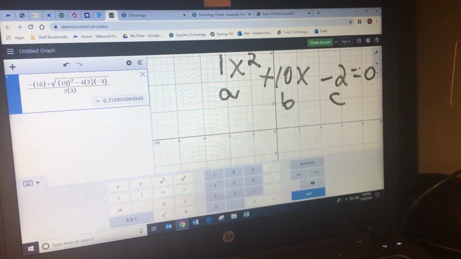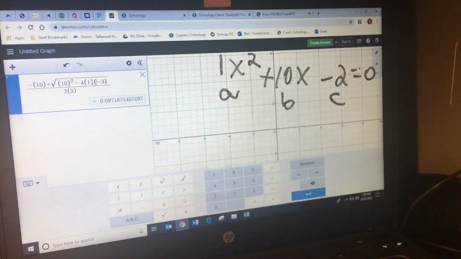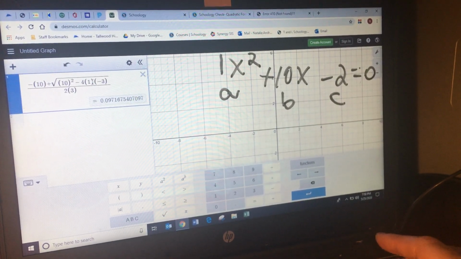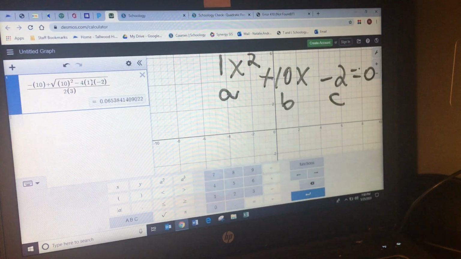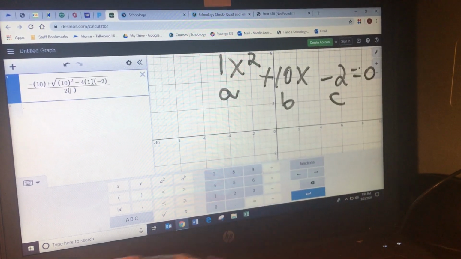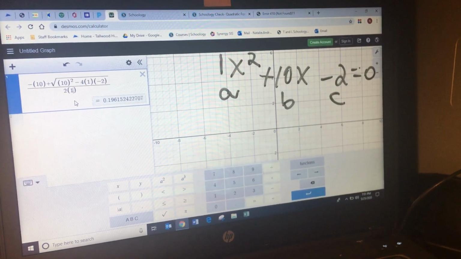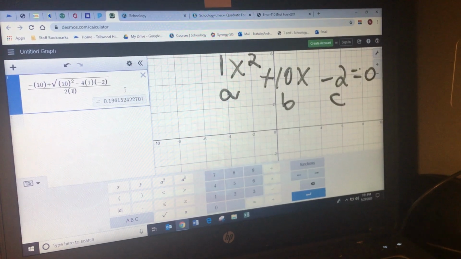And our A is 1 this time, so change it to 1. And our C is negative 2. And don't forget to change the bottom also. So 2 times A, and that's 1. Okay, let's double check everything before we start.